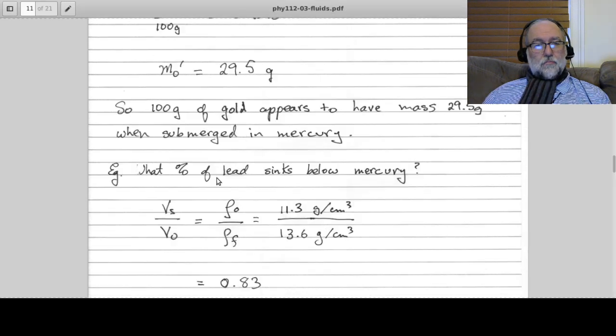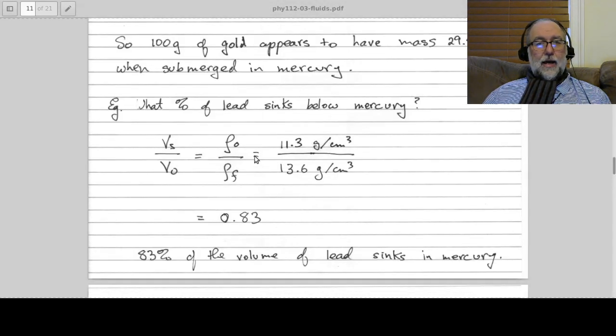All right, so let's do this now. How about we take some gold and we float it on mercury and we ask the question, what percentage of the lead will sink in the mercury? So what percentage by volume? I didn't say here by volume, but it's kind of implied. So what percentage by volume of the lead will sink below the mercury?